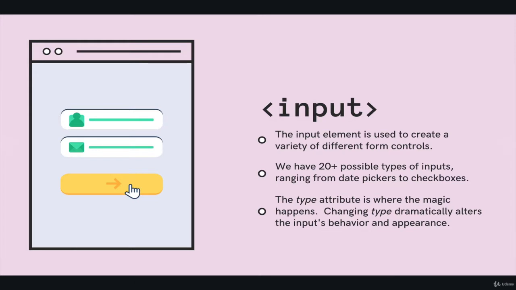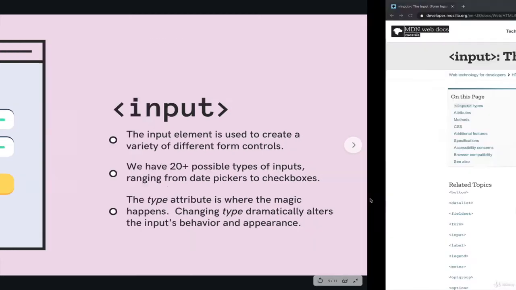So that could range from a checkbox to a color picker to a date picker to a password input to just a plain old text input. And the way that this works is the exact same element, input, but we change one attribute called type. And type is going to dramatically alter how it behaves. So I'll show you some examples.